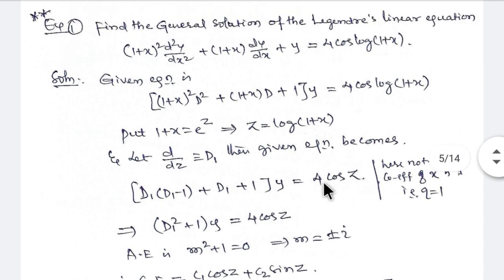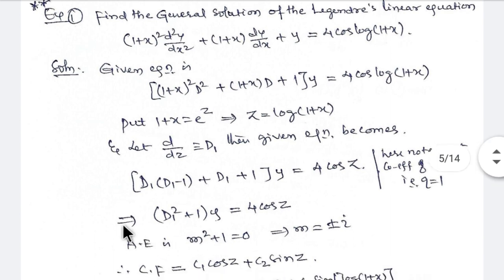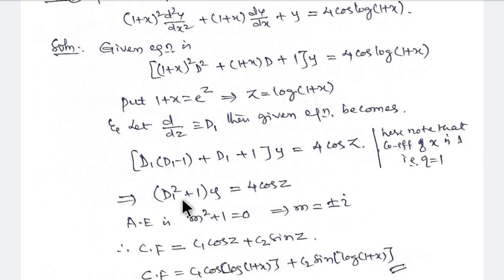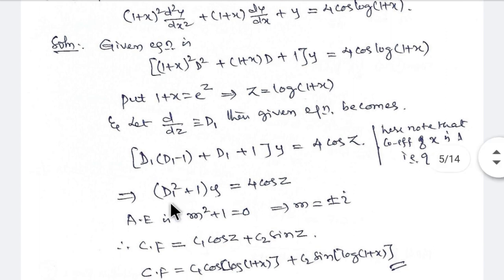Okay, here note that q equal to 1, comparing with p plus qx, q is 1 here. After simplifying, minus D1 plus D1 get cancelled, only (D1 square plus 1) y is equal to 4 cos z. This is a linear differential equation with constant coefficients, second order, where D1 is the operator d by dz.